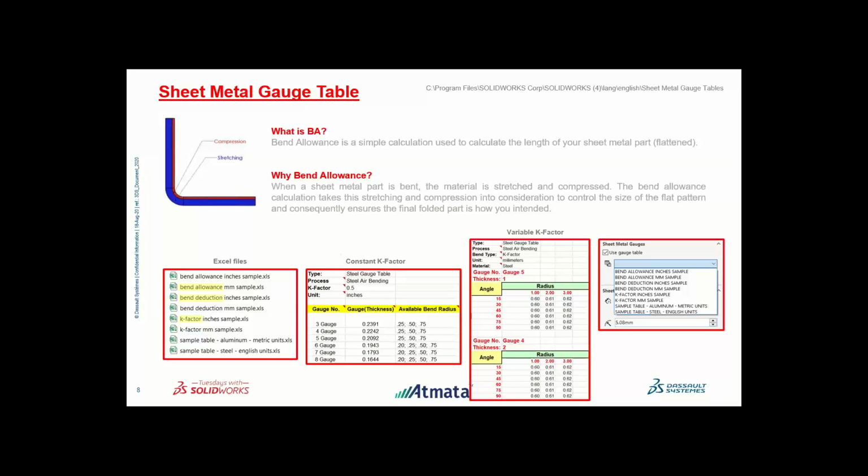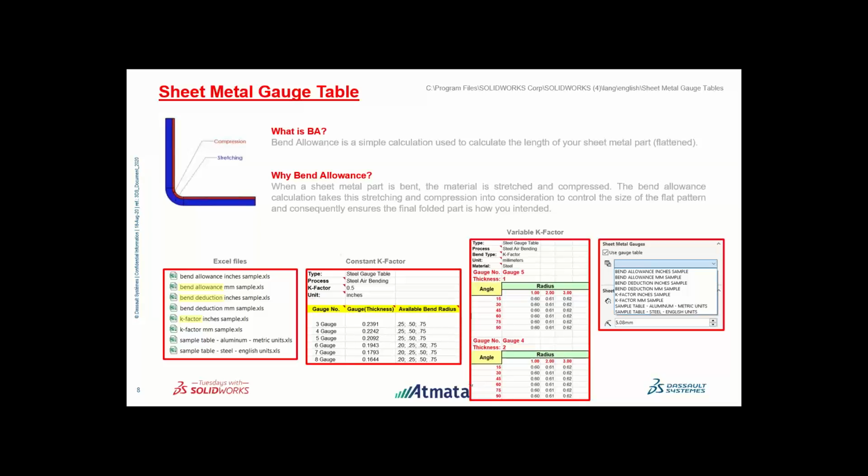So based on the hardness, there is a shift in the neutral axis, and the bend allowance is a calculation, or a constant, which is used to consider it when you do the flat pattern. So when I do a flat pattern, I can take this constant into consideration. With SolidWorks, we have Excel files which contain the bend data, with bend allowances. We have two units here, inches and millimeters. So we have the Excel file for bend allowances, bend deductions, and also the K factor.